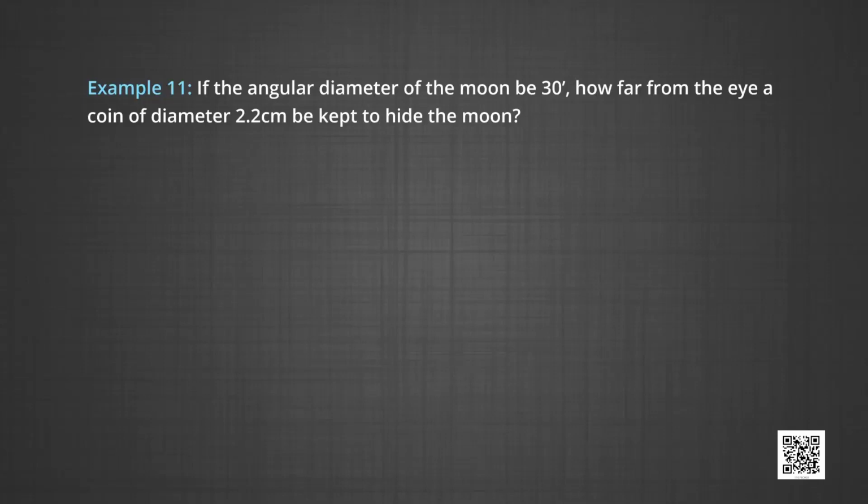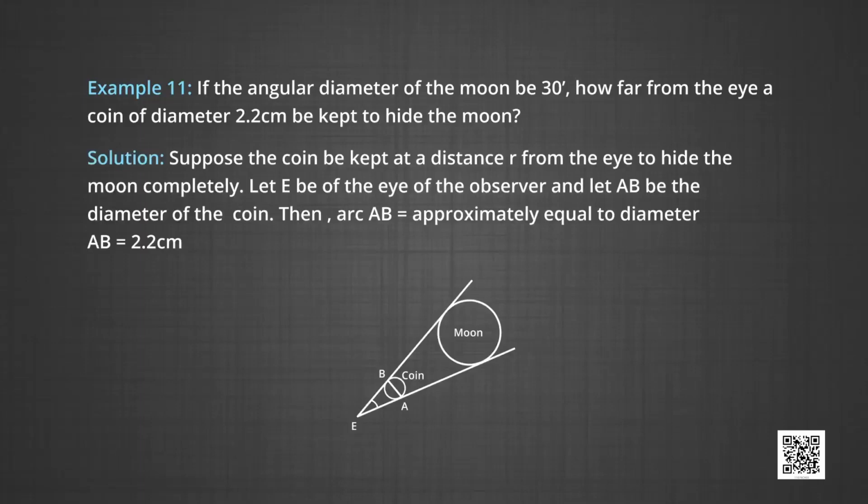If the angular diameter of the moon be 30 minute, how far from the eye a coin of diameter 2.2 centimeter be kept to hide the moon? Suppose the coin be kept at a distance of r from the eye to hide the moon completely. Let E be the eye of an observer and let AB be the diameter of the coin. Then the arc AB is approximately equal to the diameter AB, which is 2.2 centimeters.